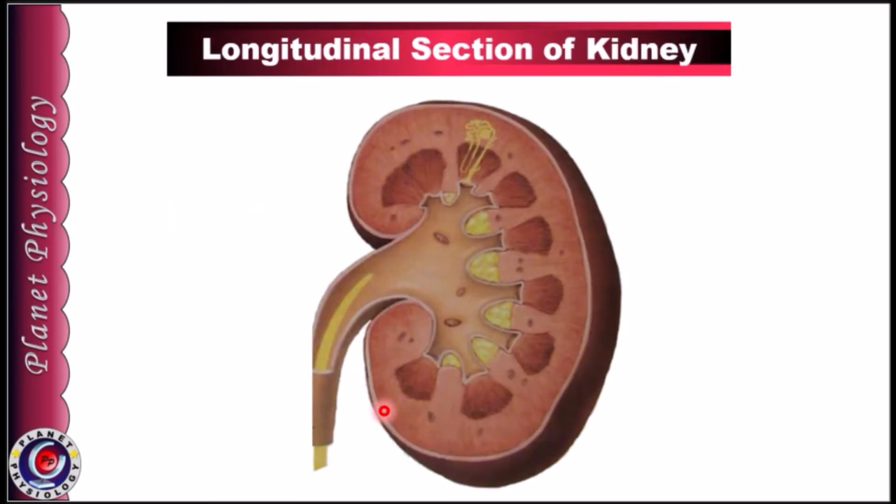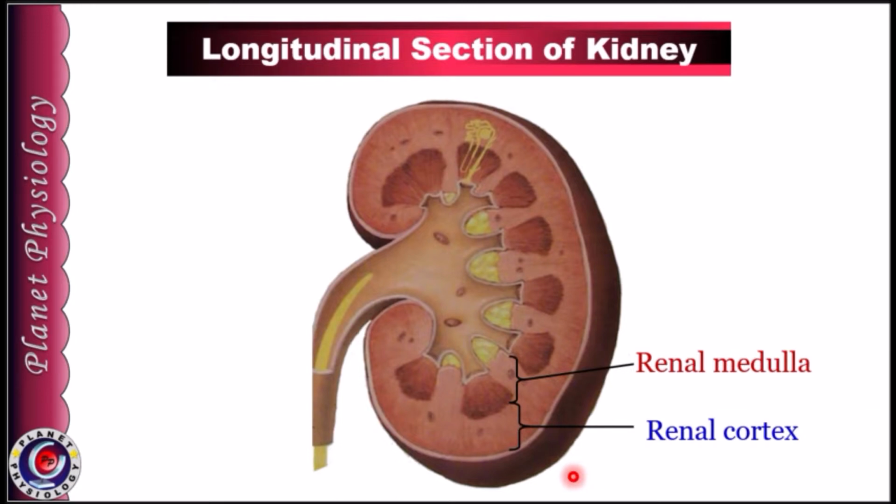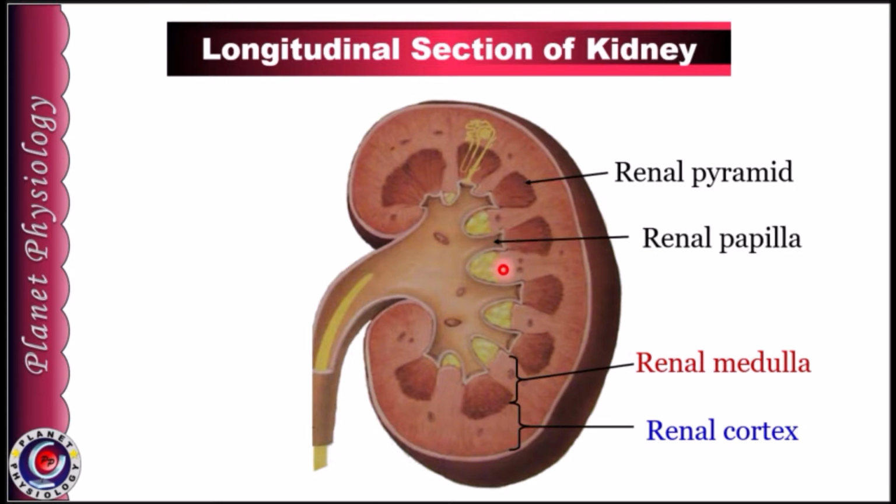Internally, kidney is divided into outer cortex and inner medulla. Same is shown in this longitudinal section of kidney. Renal medulla consists of striated conical renal pyramids with their bases at periphery. Apices of renal pyramids form renal papillae.